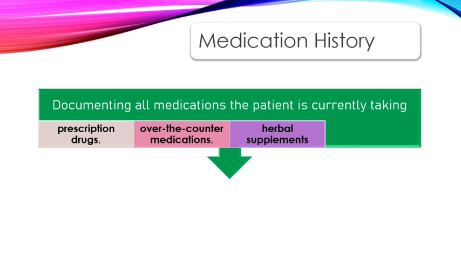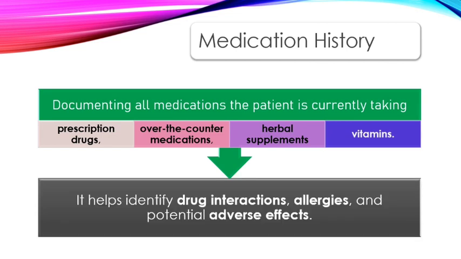Herbal supplements by themselves carry risks of not only kidney issues but also hypersensitivities. They also have components that can cause serious health issues, so any history of herbal supplements should also be taken. In particular, their drug interactions should be considered and kept in mind. Vitamins, any minerals, any supplements should also be included. And all these help identify drug interactions, allergies, and potential adverse effects.